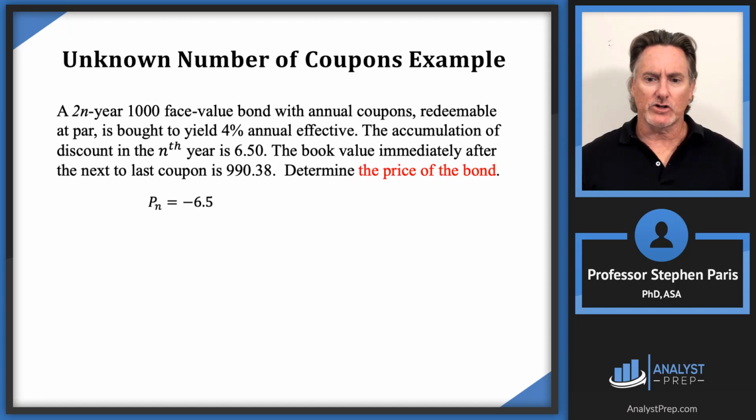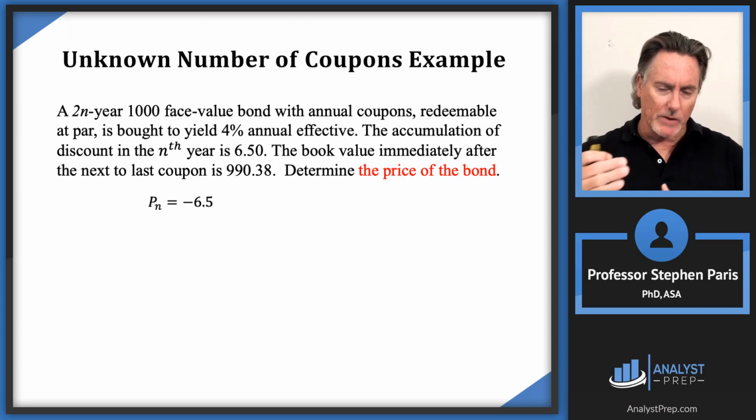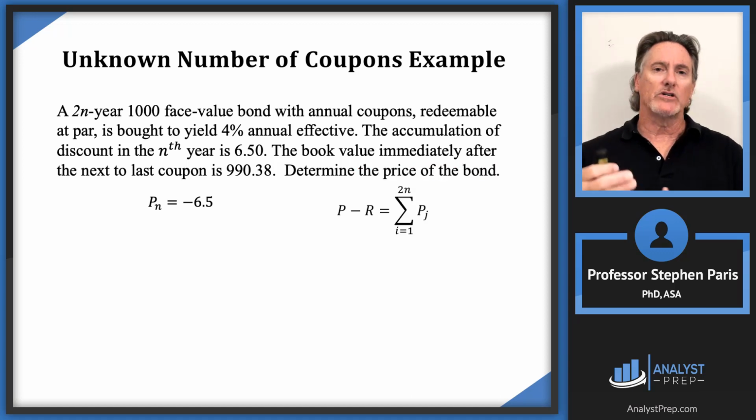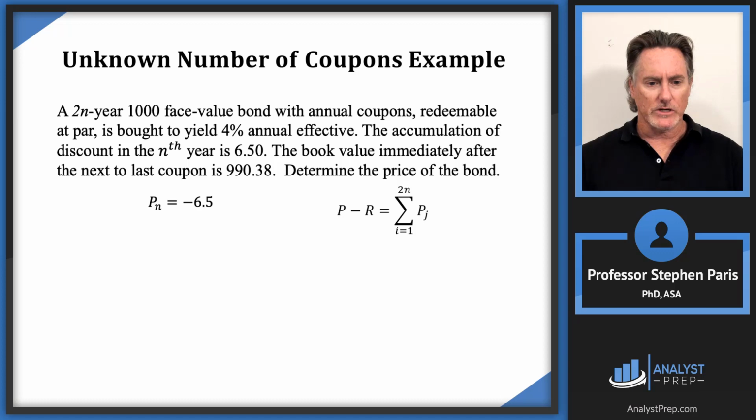And I'm asked to determine the price of the bond. So my thought process at this point is to relate the column of cap P values to somehow the price of the bond. And I recognize that if I add up all of the cap P values, then I get the book value at time 0 minus the book value at time n, which is just the price minus the redemption value. So the price minus the redemption value is the sum of all the cap P values.